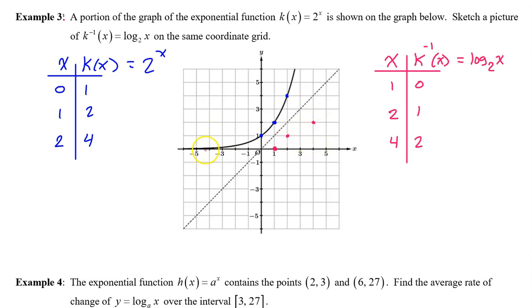Also, notice that the graph of k of x has a horizontal asymptote, the x-axis. So the graph of k inverse will have a vertical asymptote, which is the y-axis. So k inverse, which equals log base 2 of x, will look something like this.